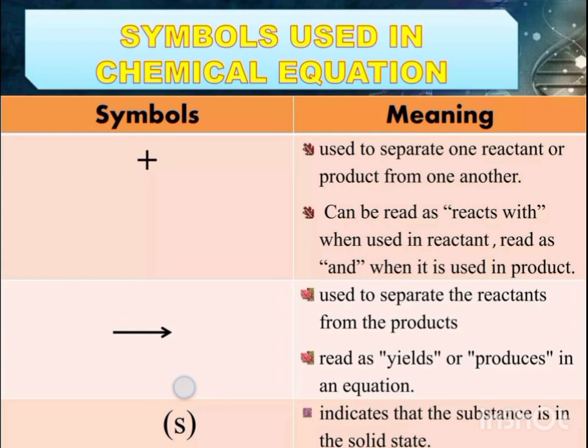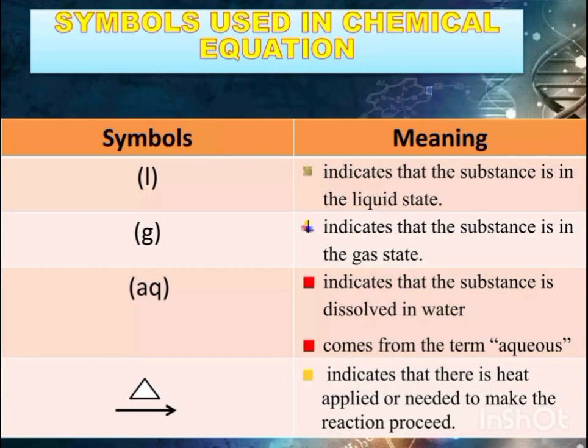Now the symbol s in small brackets indicates that a reactant or product is present in the solid state. Small l is used to represent substances in the liquid state. Small g is used to indicate the gaseous state of substances. aq refers to the aqueous state, when the substance is dissolved in water, so we represent it by aq.